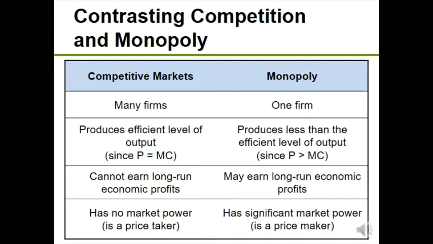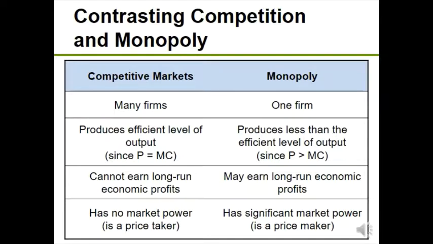To bring this full circle and compare and contrast these two market structures, competitive markets with monopoly. Competitive markets have many firms as opposed to one firm. Competitive markets produce at an efficient level of output. Monopolists produce less than efficient. And remember, when we're talking about efficiency, we're talking about in terms of economic welfare. So can we improve consumer surplus by increasing the amount of output? Monopolists produce at less than the efficient level since price is greater than marginal cost.